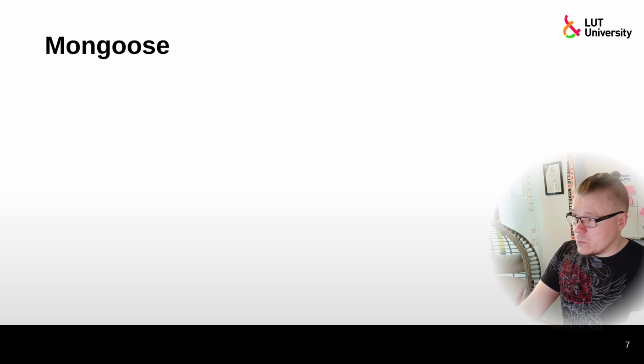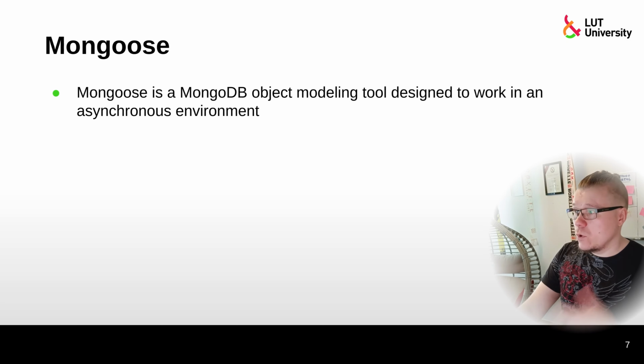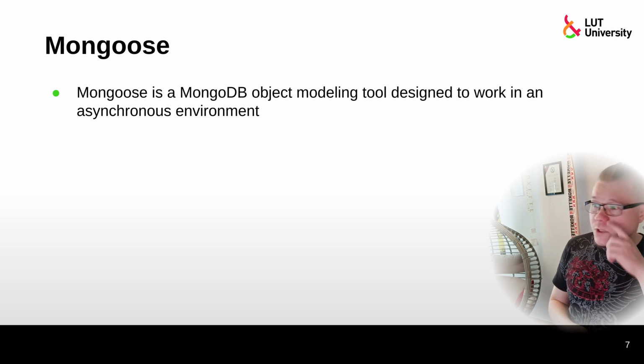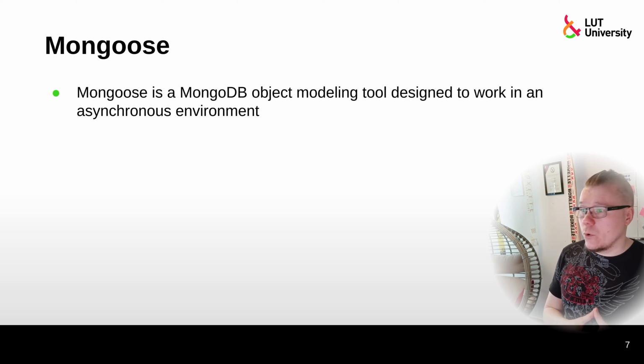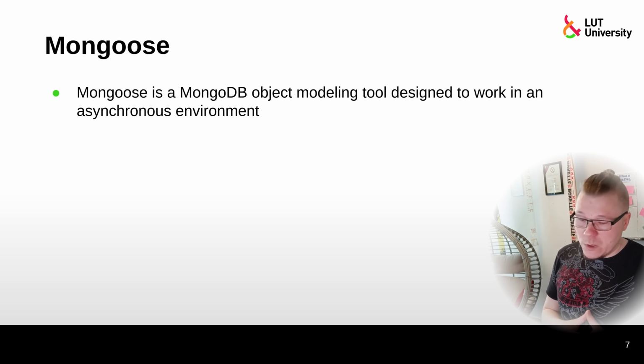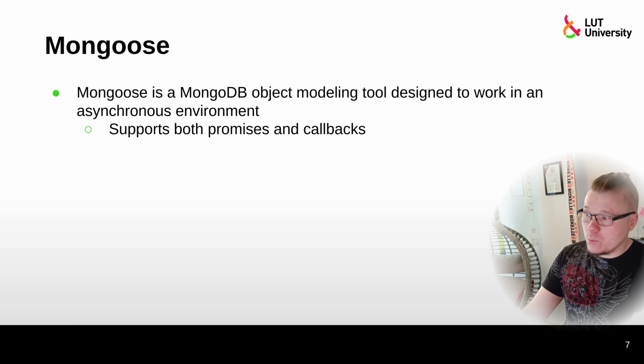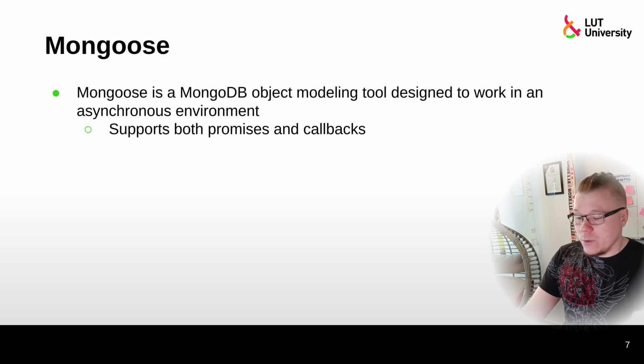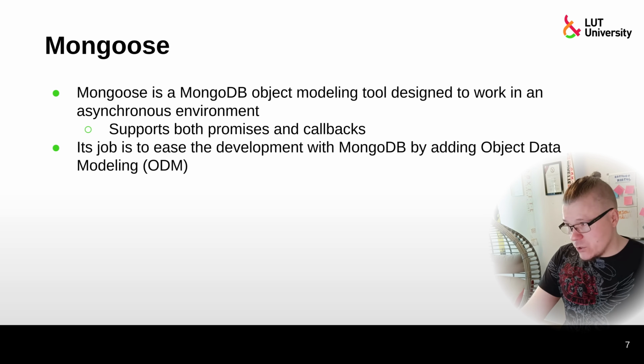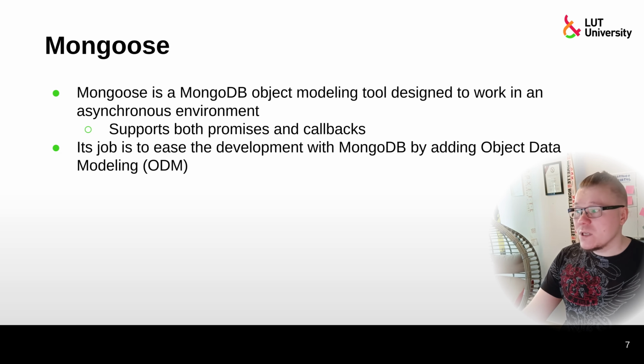And then I was also mentioning this Mongoose. So Mongoose is a MongoDB object modeling tool designed to work in an asynchronous environment. So we are using it with JavaScript and our Node.js backend. It supports both promises and callbacks. You can use it in different cases, whatever you want. Its job is to ease the development with MongoDB by adding object data modeling.